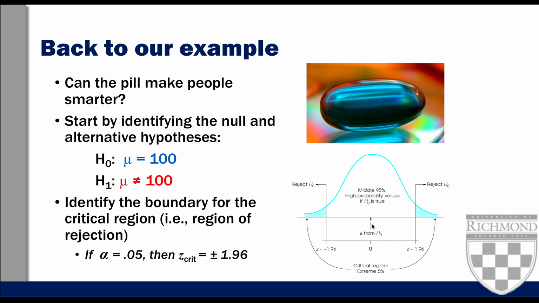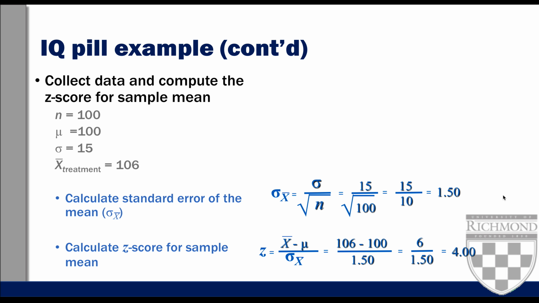So rejecting the null hypothesis is a good thing from a researcher's perspective, because what you're doing is rejecting the notion that there's no relationship between two variables. Okay, so here's our example.